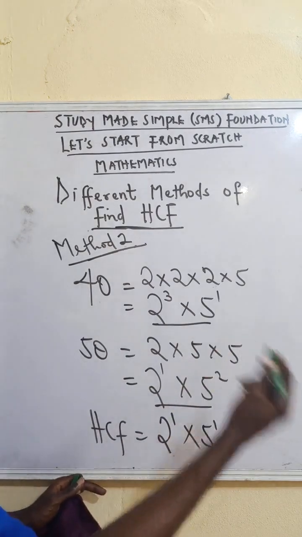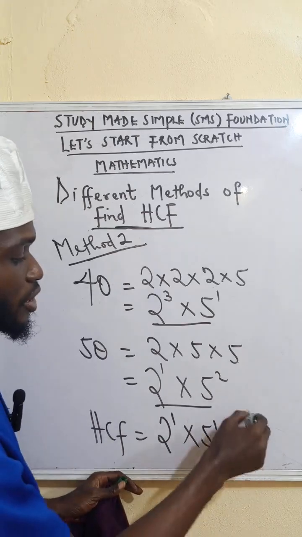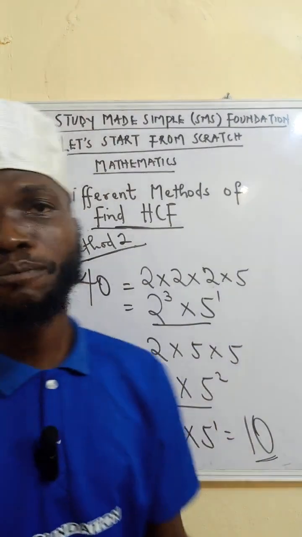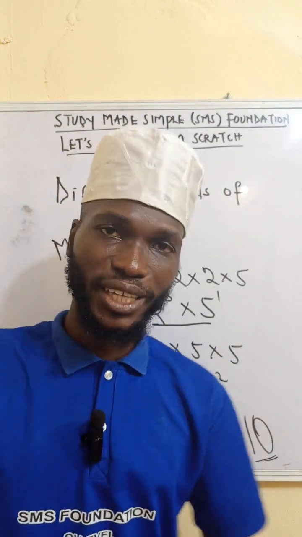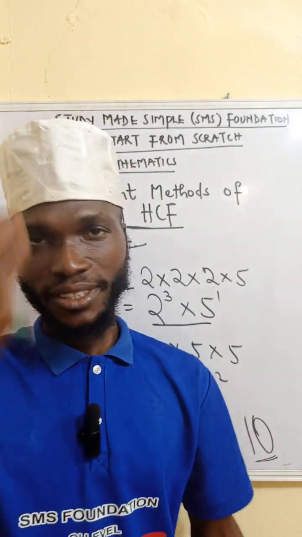So 2 raised to 1 is 2, 5 raised to 1 is 5. So we have 2 times 5, that will give me 10. So in each case, no matter the two numbers or more numbers, you will still have the same answer if you use any of the three methods. Thank you.